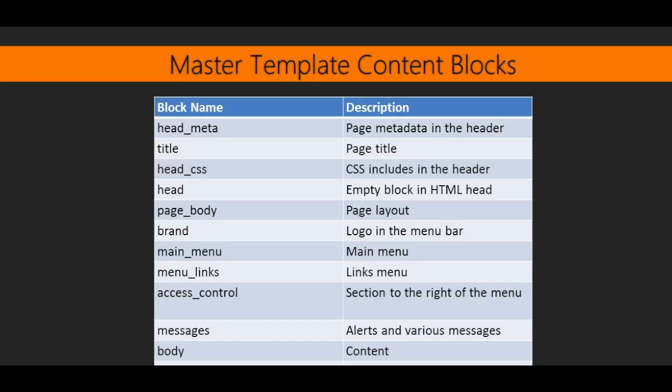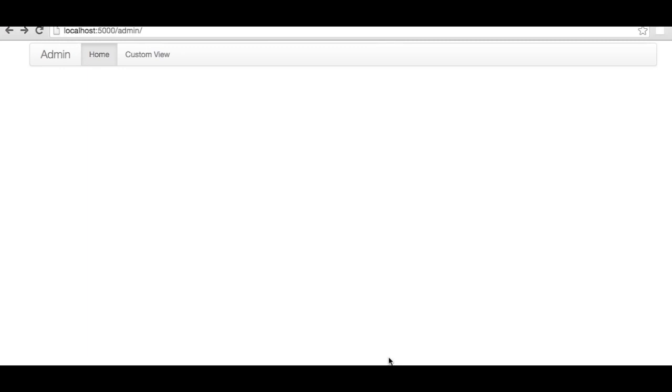The structure of the master.html file is rather complex, so here's a listing of all the different content blocks on the page and what each of them is for. This information will allow you to easily extend the admin interface for yourself. Now we can go to the web browser and see the results of our simple view object in action. As you can see, a link was added to the navigation bar, and if we click on it, we get the content from our HTML file.